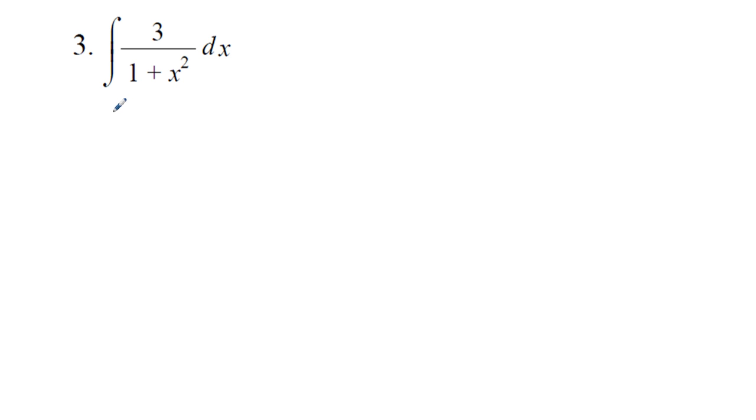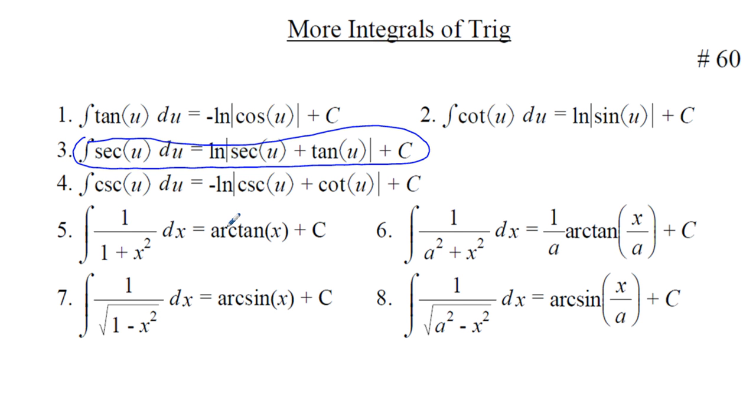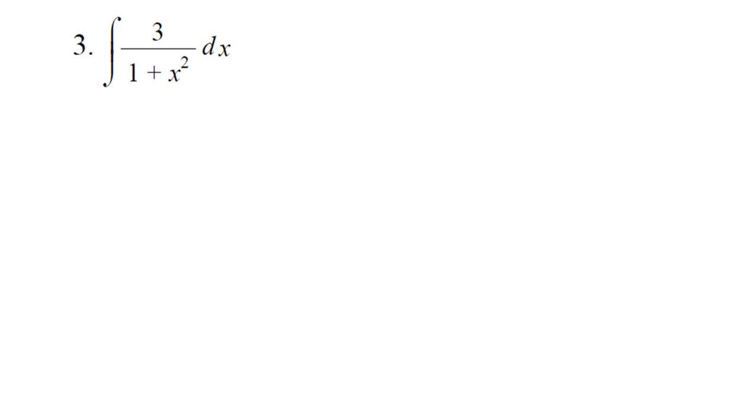Fortunately, with our trigonometric substitution, I'm going to go back here. You see this format here, number 5? The integral of 1 over 1 plus x squared dx. That's what we're going to use here. So first thing I'm going to do is take this 3 in the numerator outside, and we're going to be left with 1 over 1 plus x squared dx.